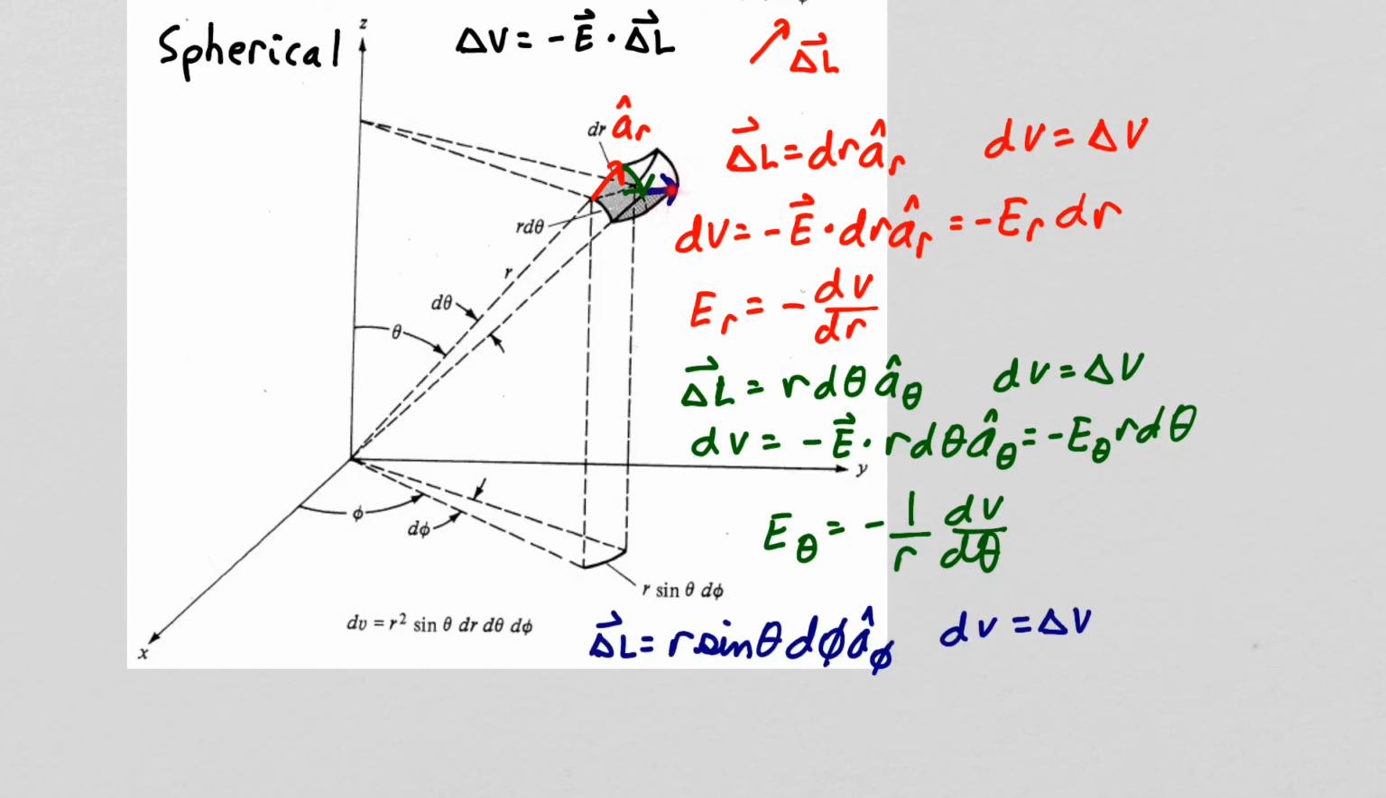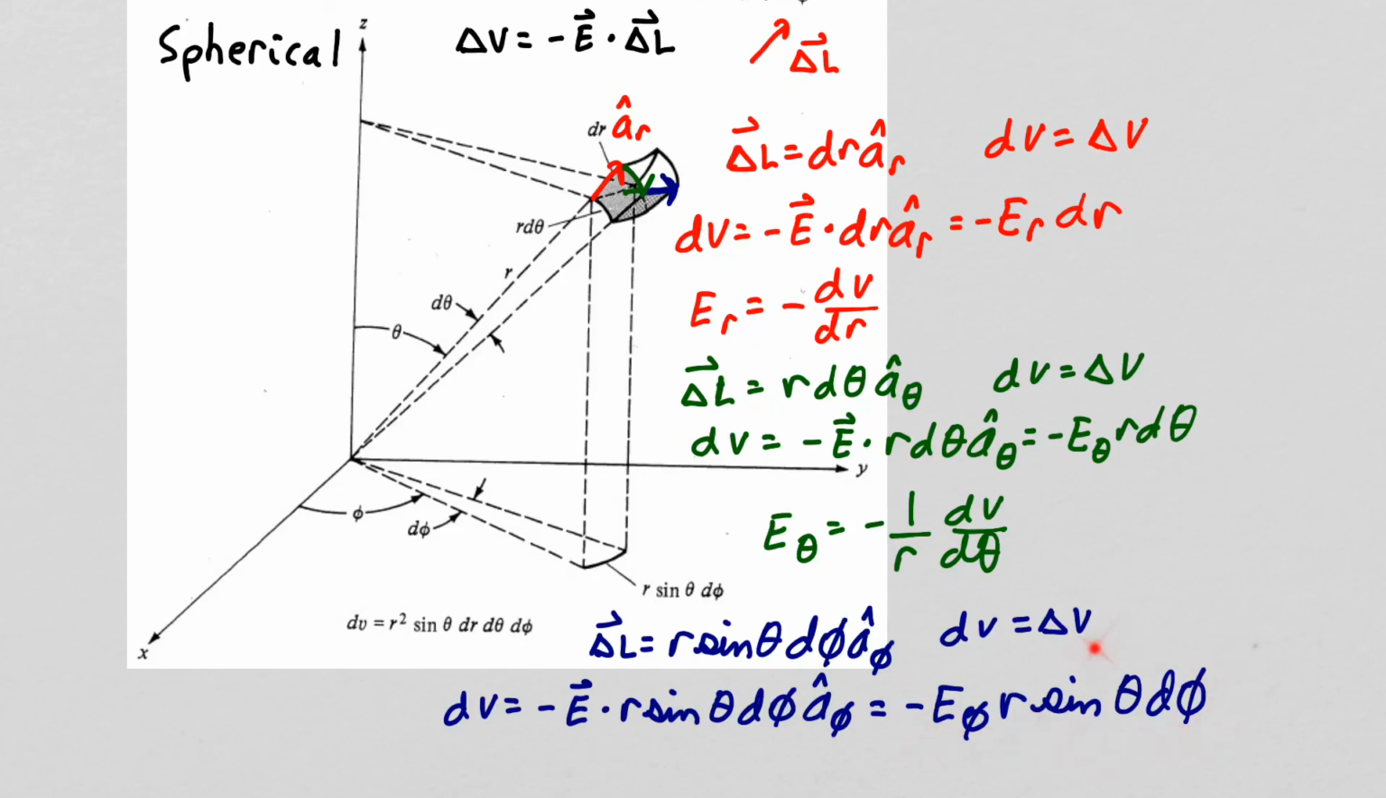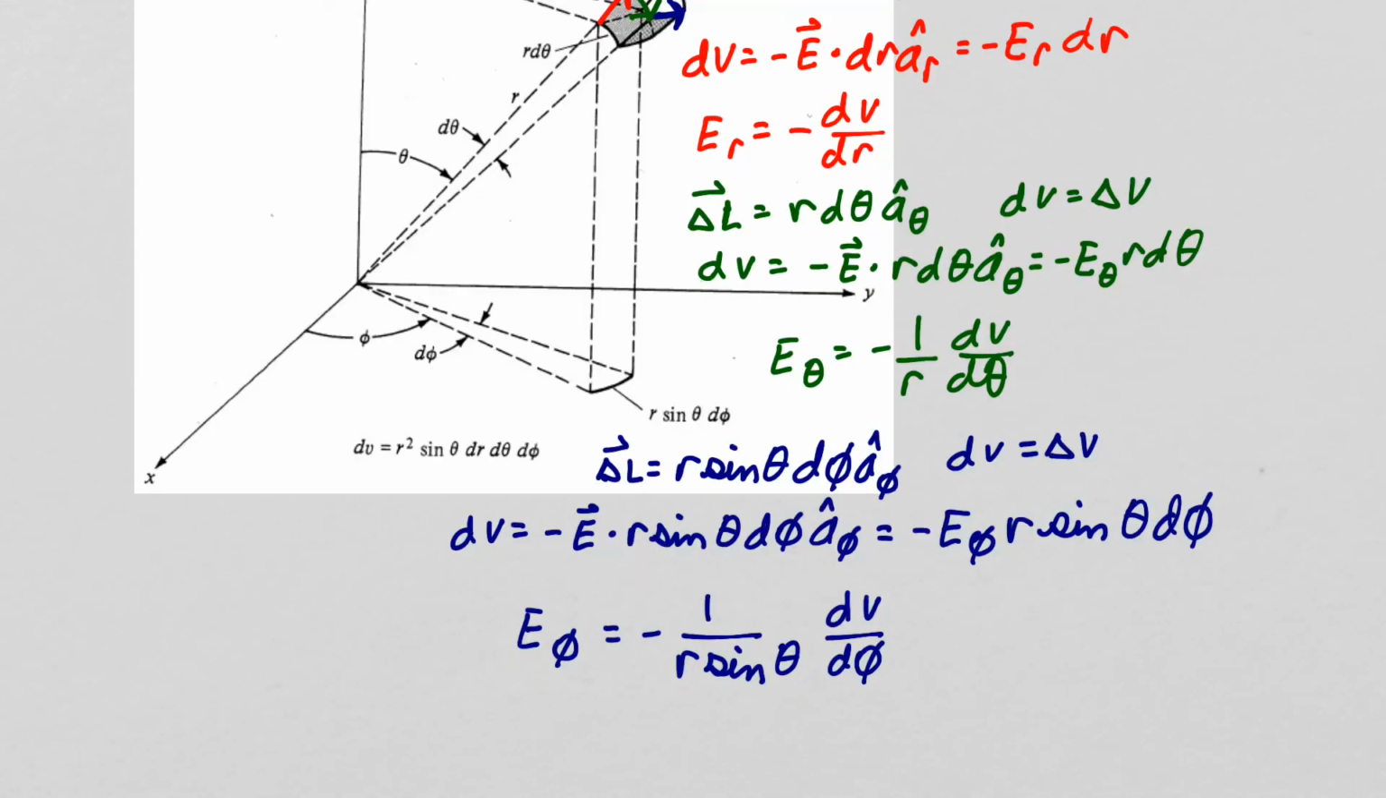We now adjust our voltage probe to be of length r sine of theta d phi in the phi direction, and the drop across the probe will be dV. Again, substituting for delta V and delta L, we'll have a dot product between the electric field intensity and the unit vector in the phi direction, which will just give us the phi component of the electric field intensity. And now we can solve for E sub phi. And we find that E sub phi is minus 1 over r sine of theta times dV/d phi.